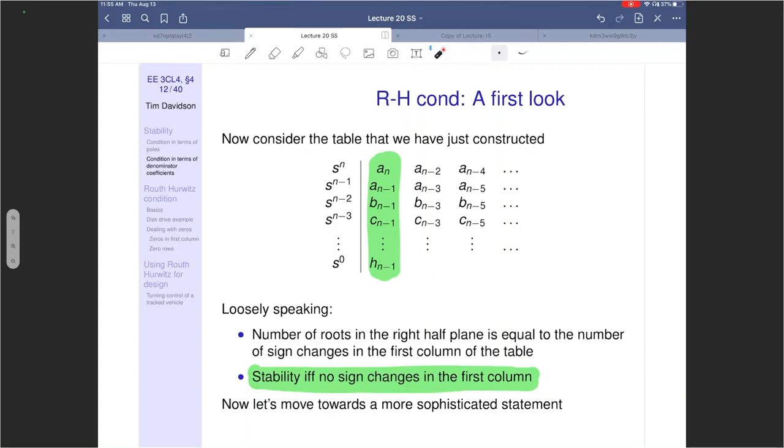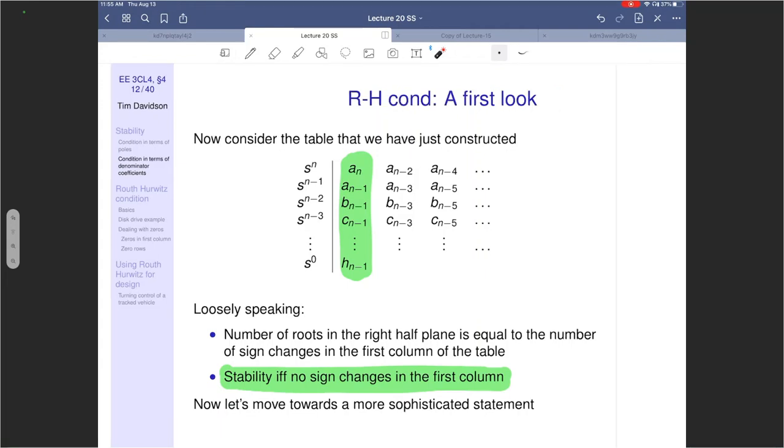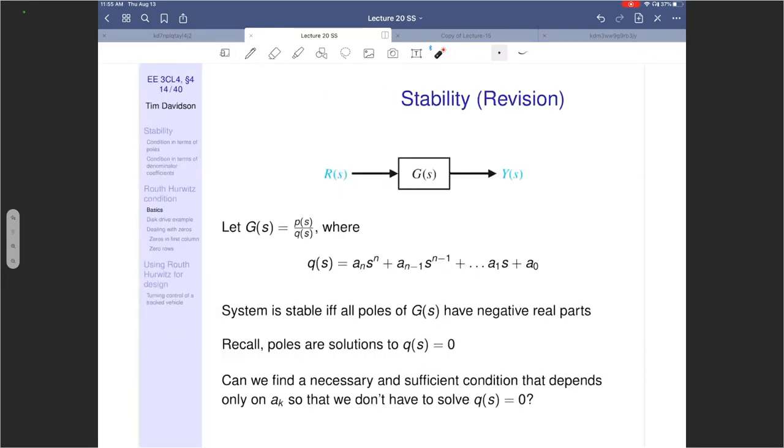So if you have 2 sign changes, that means that there are 2 roots in the right half plane, which right away makes your system unstable. So you are essentially looking at the number of sign changes in the first column. That's it. So construct the table and look at the number of sign changes in the first column. That is it.